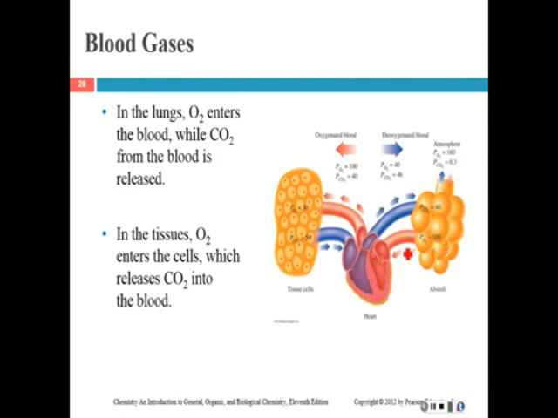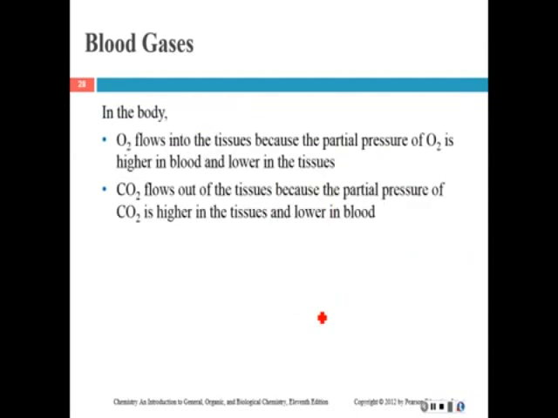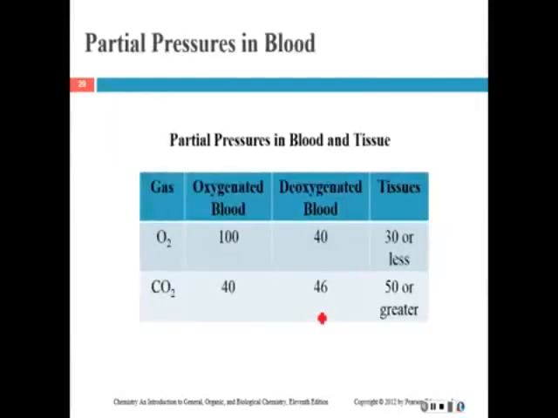So your oxygenated blood is going to the tissues, and the reason the oxygen enters the tissues is because of the pressure difference. Oxygen flows into the tissues because the partial pressure of O2 is higher in the blood and lower in the tissues. And the gases flow from high to low pressure. CO2 flows out of the tissues, again because of partial pressure differences. And we can see that here in this slide.